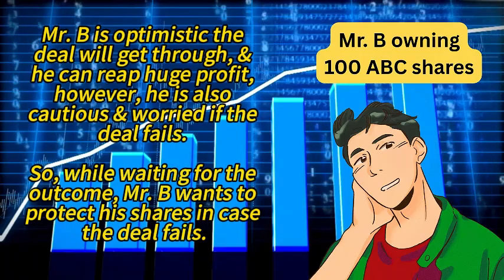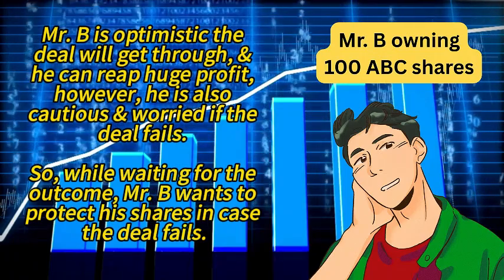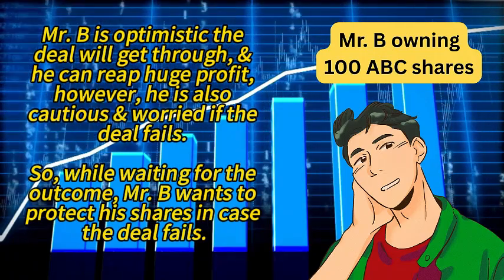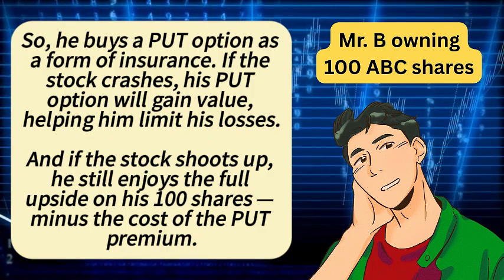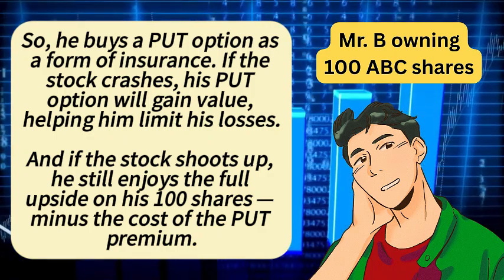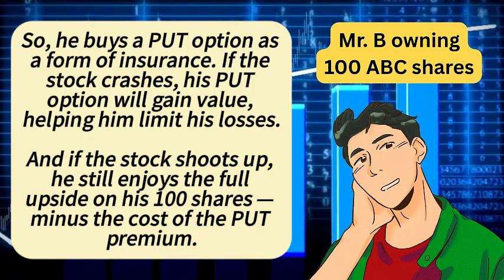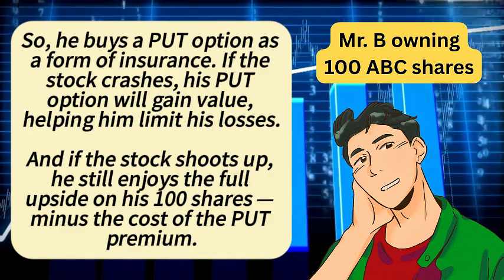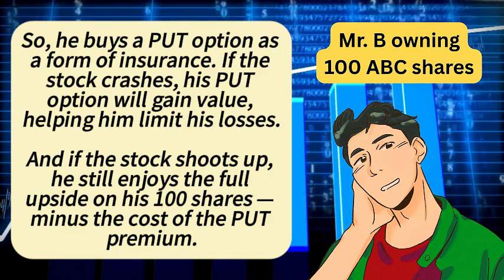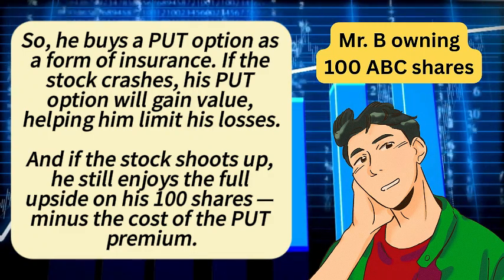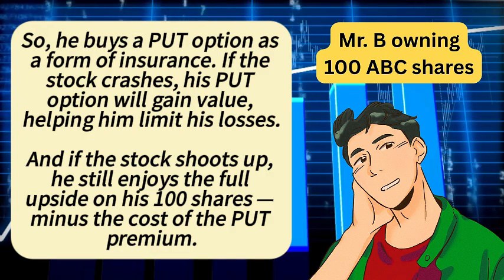So, while waiting for the outcome, Mr. B wants to protect his shares in case the deal fails. So, he buys a put option as a form of insurance. If the stock crashes, his put option will gain value, helping him limit his losses. And if the stock shoots up, he still enjoys the full upside on his 100 shares, minus the cost of the put premium.